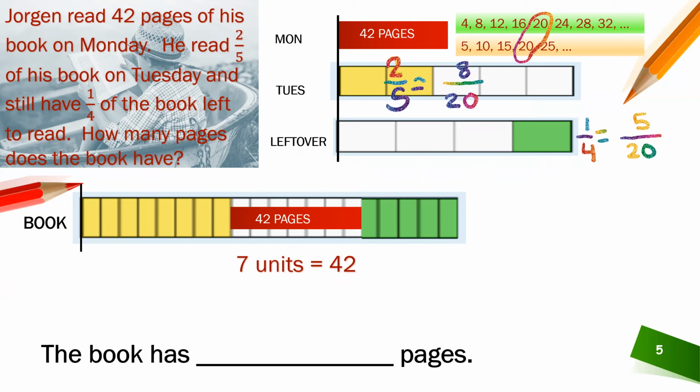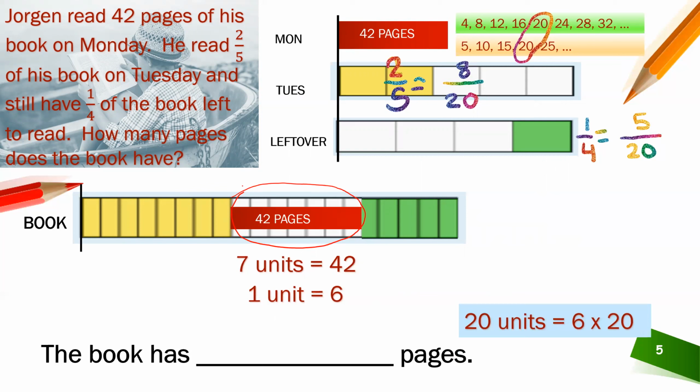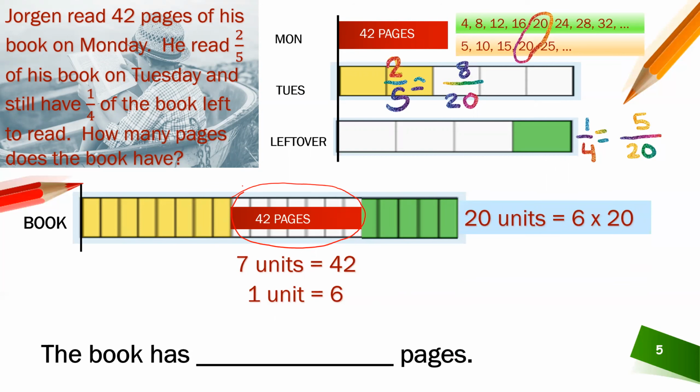So we know that 7 units is 42, right? So let's take a look right there. There's 7 units right here. 7 units is 42. So each unit is 6. 42 divided by 7 is 6. So then the whole entire bar, which is how many pages that book is, is 20 units. Therefore, 6 times 20 is 120 pages. Pretty awesome, right? Pretty awesome.